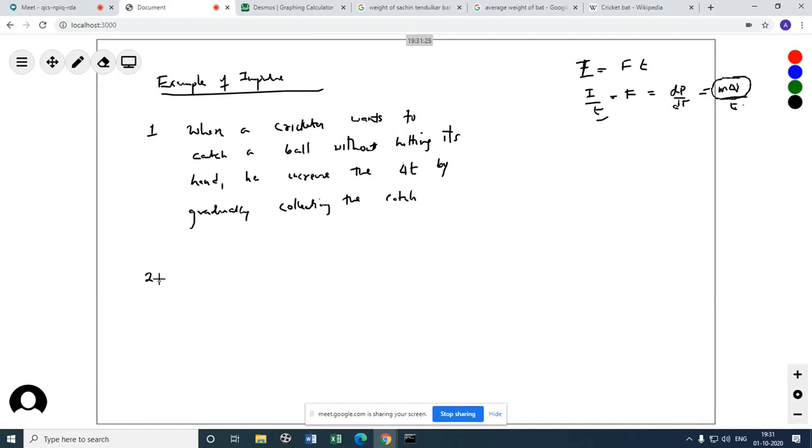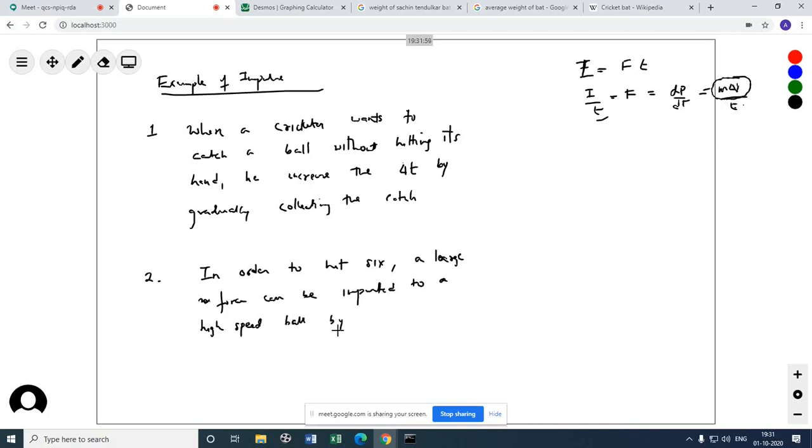Second application. Now the opposite thing. If you want a large force, in order to hit a 6, a large force can be imparted to a high speed ball by reducing what? Time. Reducing the time interval.